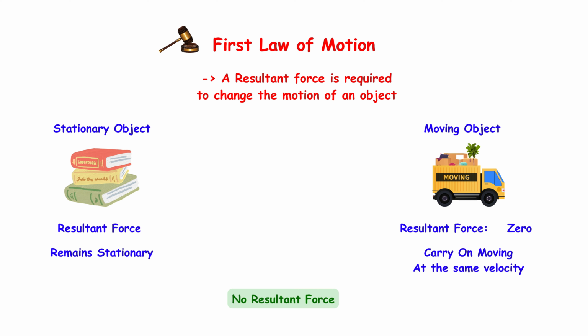So if the resultant force acting on a stationary object is zero, meaning there is absolutely no net force being applied, then the object will continue to remain stationary without any change in its state. Similarly, if a moving object has no resultant force acting on it, then it will continue moving in the same direction and at the same constant velocity without slowing down or speeding up because no external force is pushing or pulling it. In both these scenarios, the absence of a resultant force ensures that the motion stays unchanged.